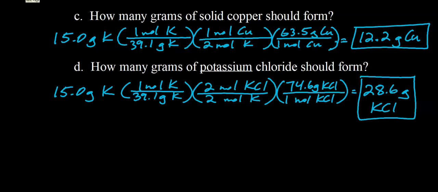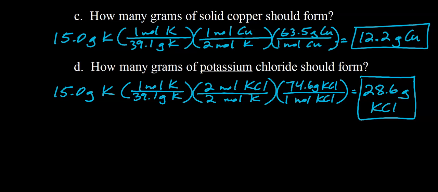This time, instead of starting with moles, I just went all the way back to grams. It's kind of a waste of time, unnecessary steps, but I just wanted to show you. If you have 15 grams of your limiting reactant potassium, how many grams of copper should form? You get 12.2 grams. How many grams of the other product should form? That's 28.6 grams. By the way, if you added those up, that would give you the total mass of the products.